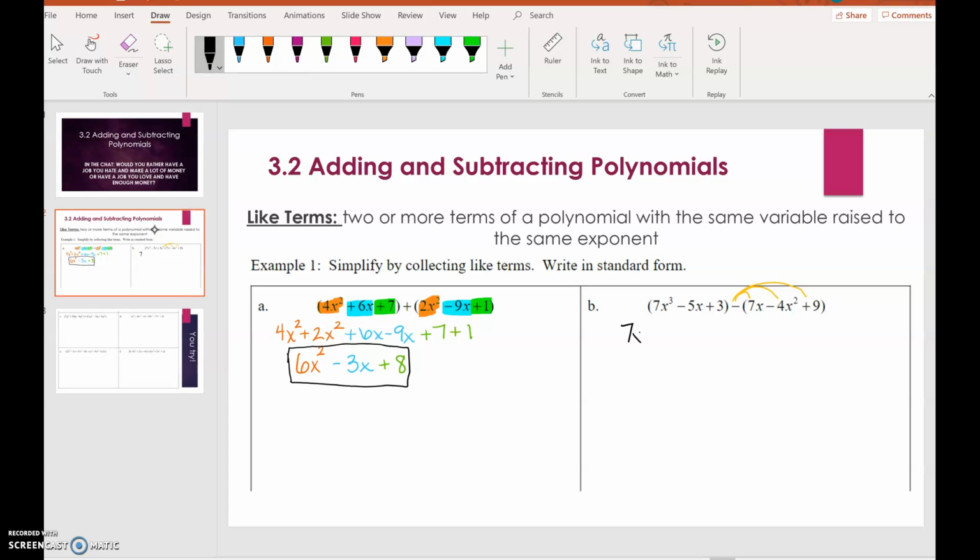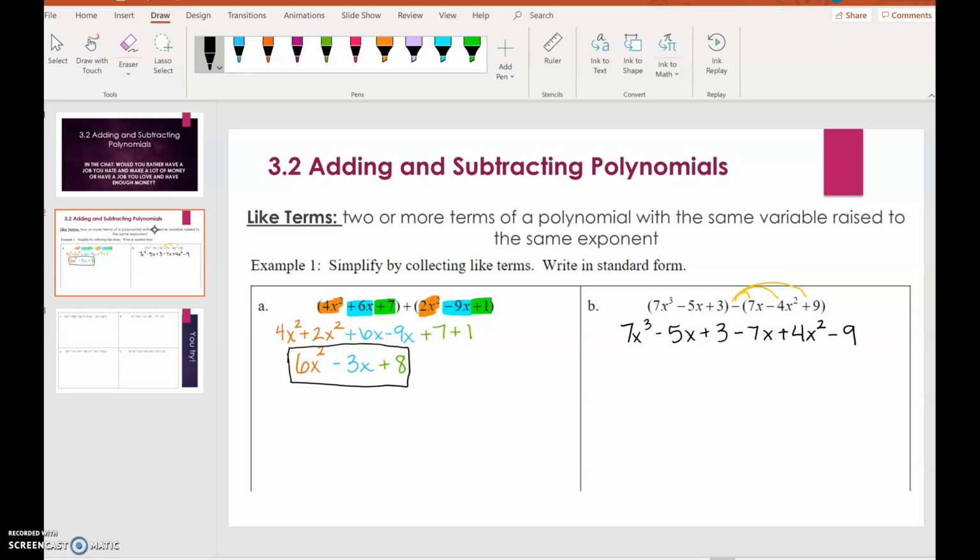So we have 7x to the third minus 5x plus 3. So I just copied this first set of parentheses down below. And then I'm going to copy this negative sign. I'm going to distribute the negative sign. So negative times the 7x would be a minus 7x. A negative times a negative 4x squared would become positive 4x squared. And then negative times a positive 9 would become negative 9.